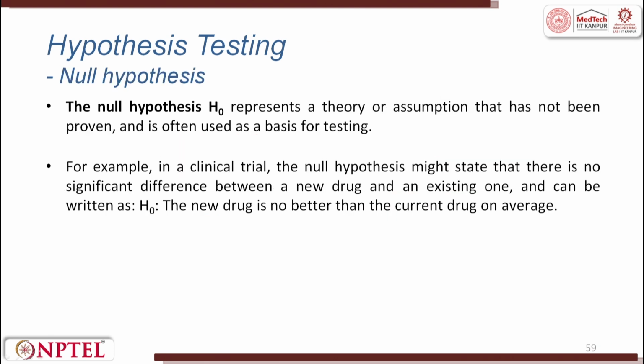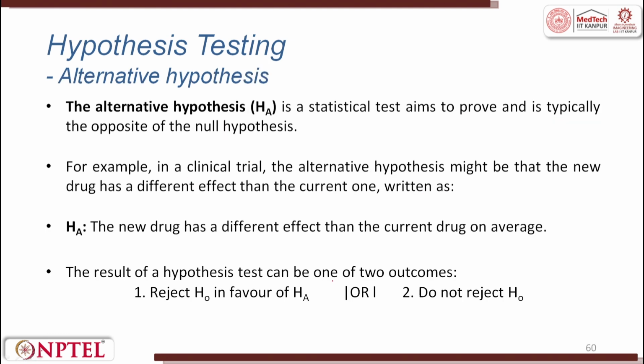Null hypothesis H naught represents a theory or assumption that has not been proven and is often used as a basis for testing. For example, in a clinical trial, a null hypothesis might state that there is no significant difference between a new drug and the existing one and can be written as H naught: the new drug is no better than the current drug on average. This is null hypothesis. Alternative hypothesis HA is a statistical test that aims to prove, and it is typically opposite the null hypothesis.